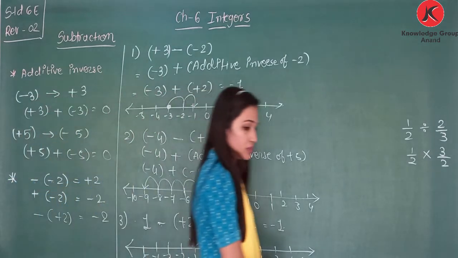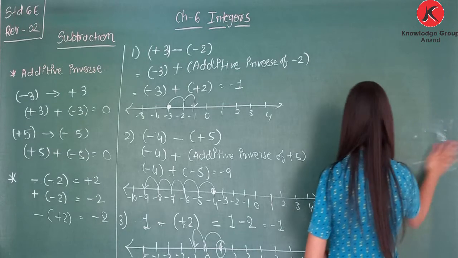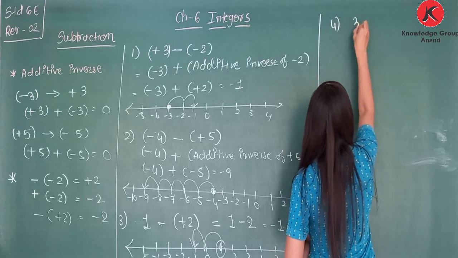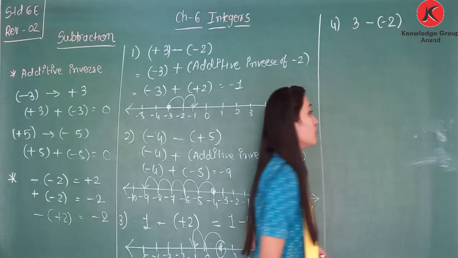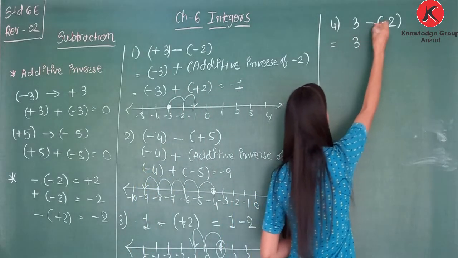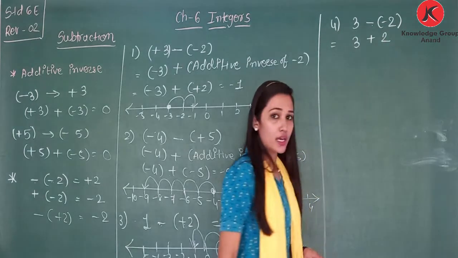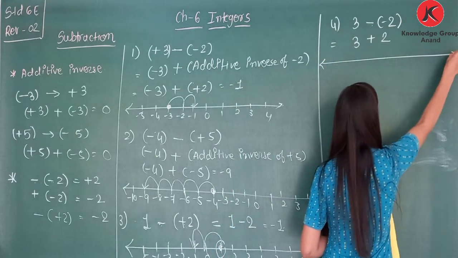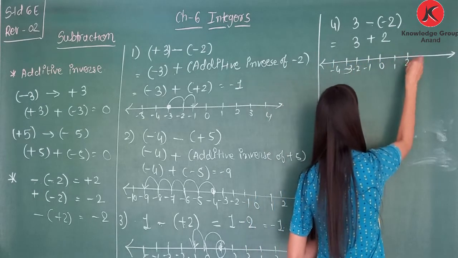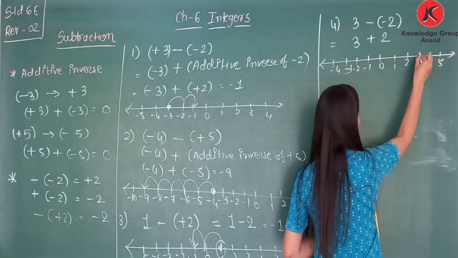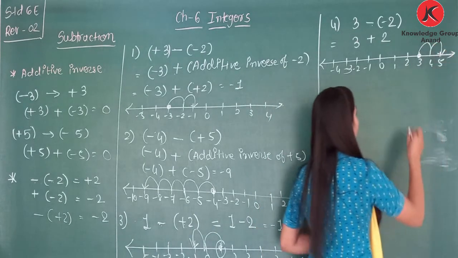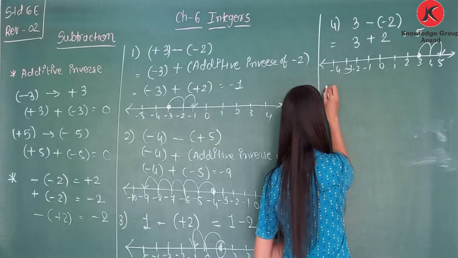One more example. 3 minus minus 2. Here you can write 3 minus minus becomes plus, so 3 plus 2, which means move right side. So here draw a number line. Represent 3 and 2 steps right side. We reach 5. So the answer will be 5.